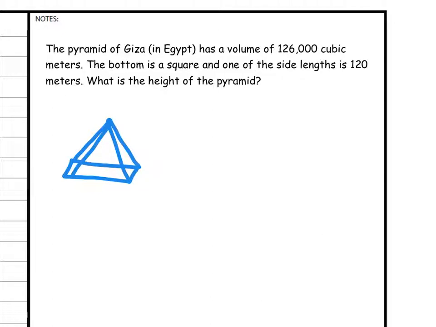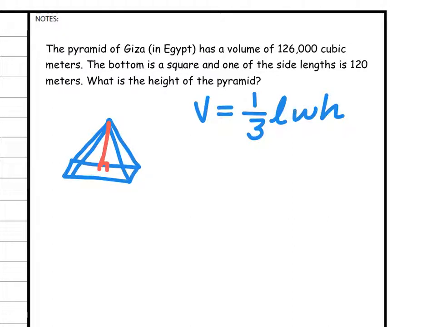Okay, so we know we have a pyramid. That's what they look like. We're using this pyramid formula, 1/3 the length times the width times the height. That's how we find the volume of a rectangular pyramid, because it's 1/3 of a rectangular prism. So here's my height, and I put a little right angle at the bottom.